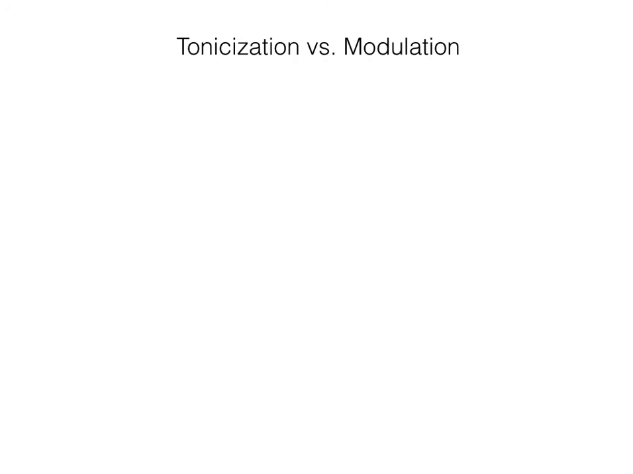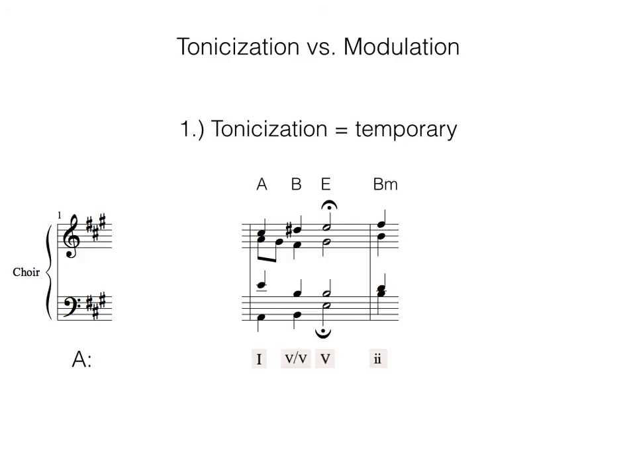Now you might be asking, how do you know if something is a tonicization or a modulation? Tonicizations are localized and temporary. A chord of a musical passage is preceded by a secondary dominant, but the accidental does not remain. The accidental is introduced once, but then it goes away.